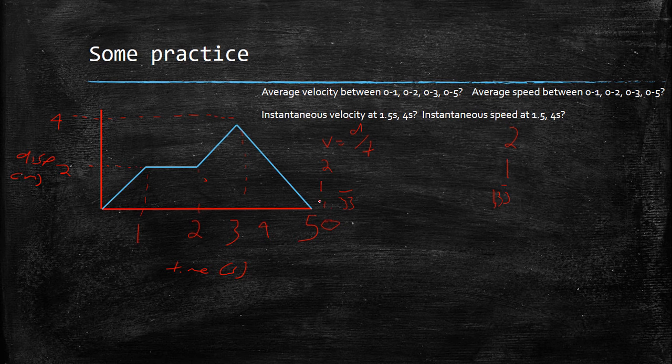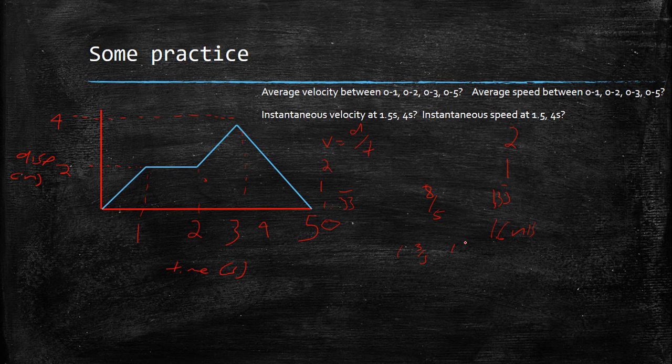Now, whilst the displacement will be 0, the distance most certainly isn't. So, if I travel 2 meters here, I stop for a bit, then another 2, that's a total of 4, but then I travel another 4 back down, so that's a total of 8. I travel a total of 8 meters over 5 seconds. So 8 over 5 equals 1.6 meters per second.